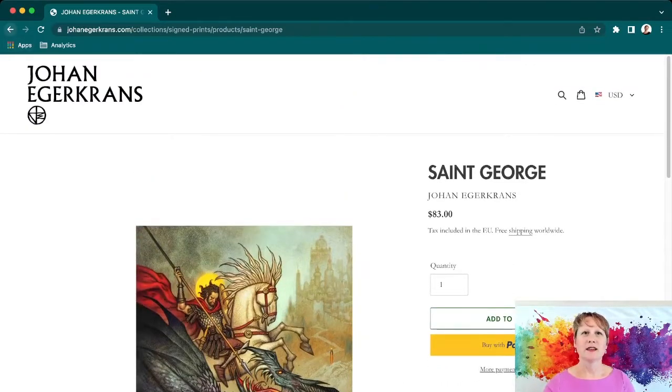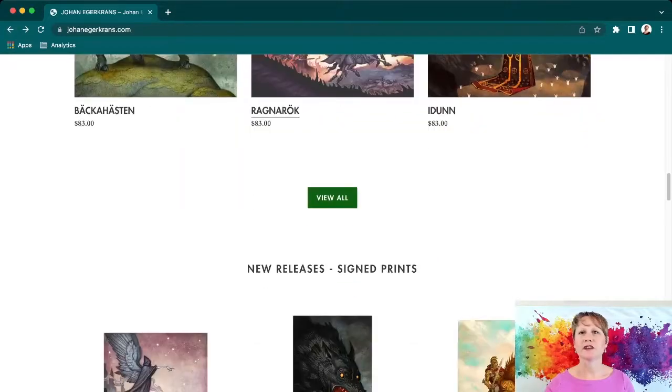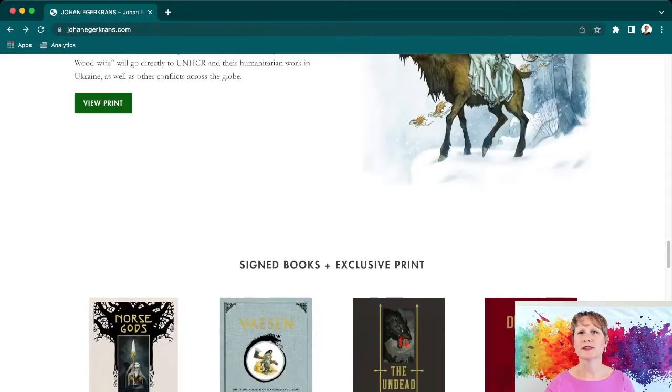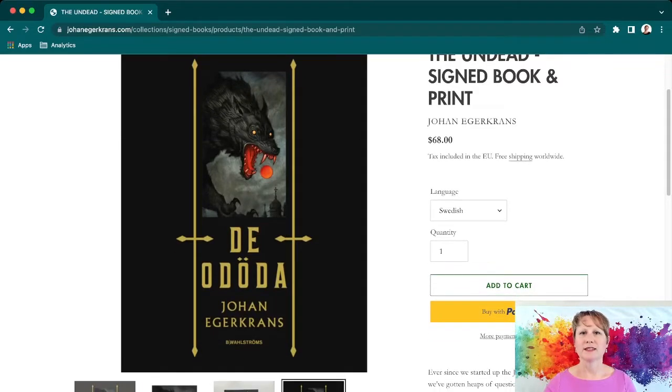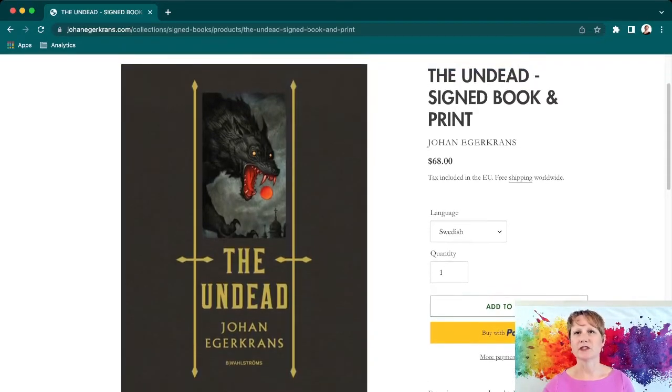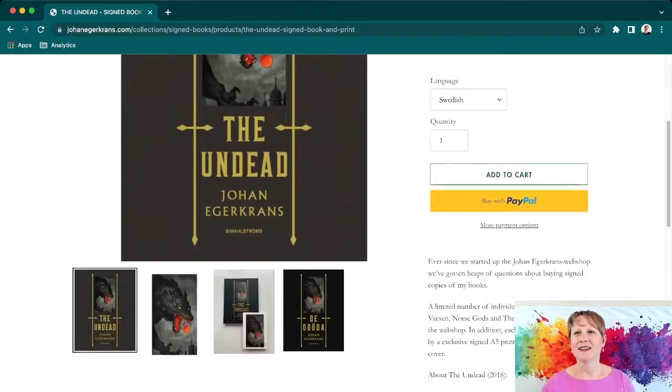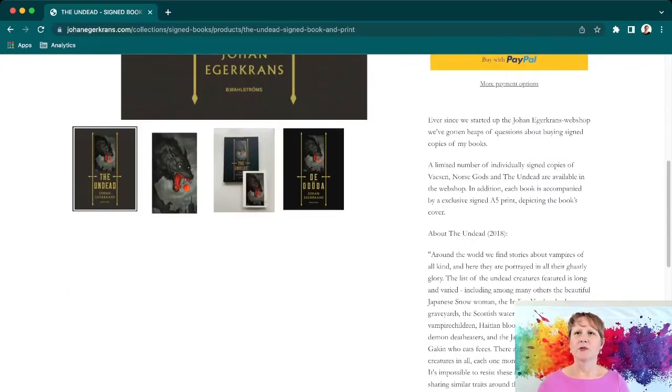So the last example that I want to share is actually one of his books. Yes, this one, The Undead. I just love this image. It's so cool. And this time in the description, he changes it up a little bit. He starts with a personal introduction.